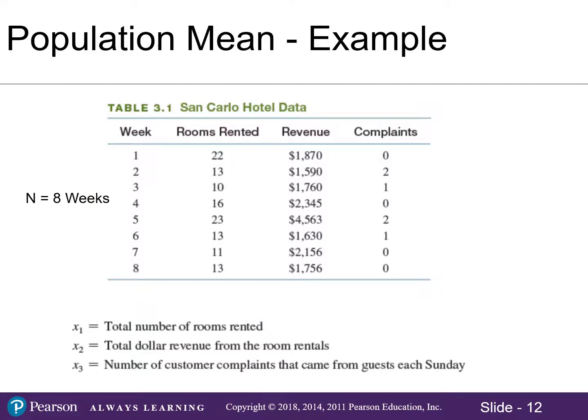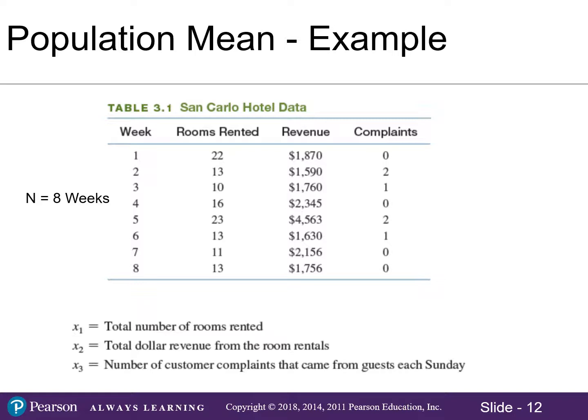Anyway, here's another example of the population mean. I've got 3 variables to look at here: rooms rented, revenue, and number of complaints. This is from the San Carlo Hotel data. I stole this from your textbook over an 8-week period. So my N here is going to be 8 weeks. Another way you can always think about N is also the number of items recorded. Since it was recorded for 8 weeks, there you go.